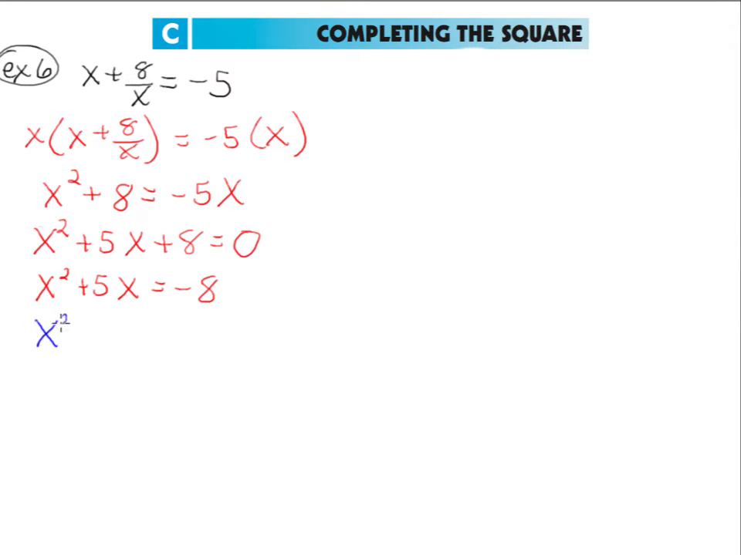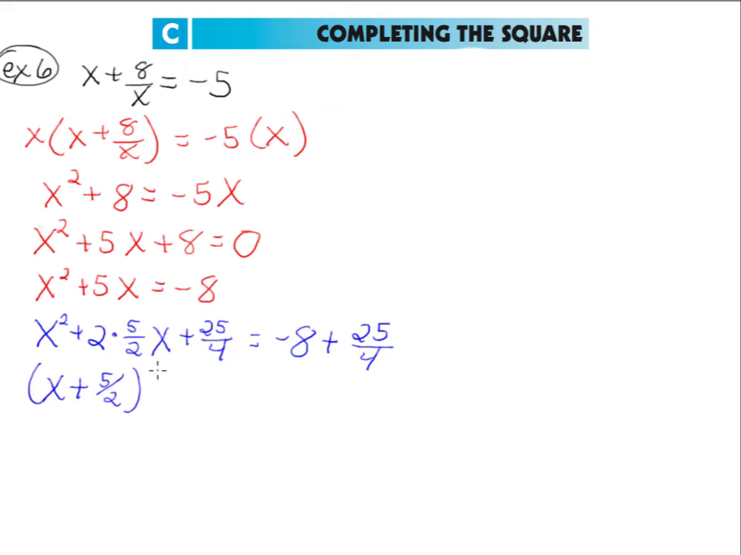Now we're going to set this up for the method by factoring out a 2 from the middle term, so I can rewrite 5x as 2 times 5 halves x, and 5 halves squared is 25 fourths. And when I add to the left-hand side, I need to add to the right-hand side, so I need to add 25 fourths to negative 8. The left-hand side becomes a perfect square, and that perfect square is simply x plus 5 halves quantity squared equal to, now we need to figure out what negative 8 is over 4, which is negative 32 fourths.